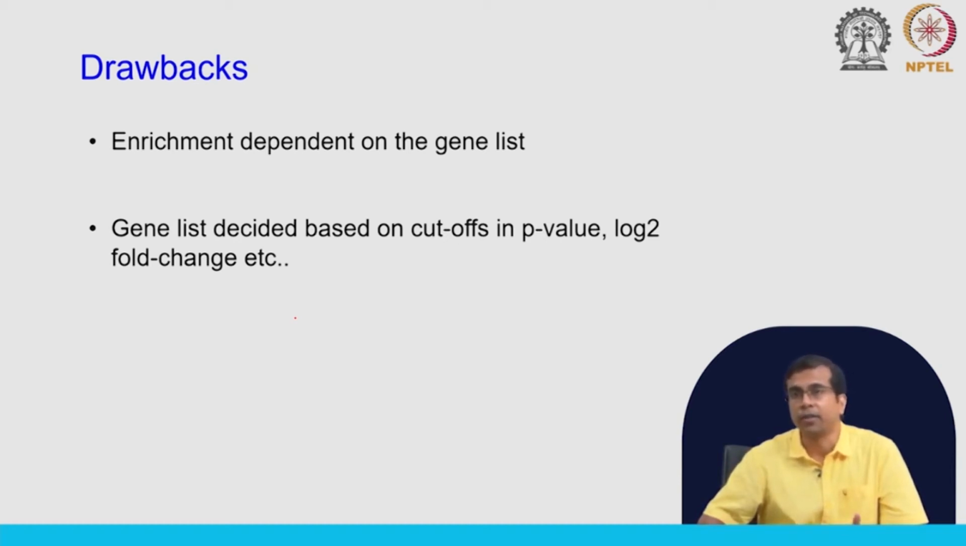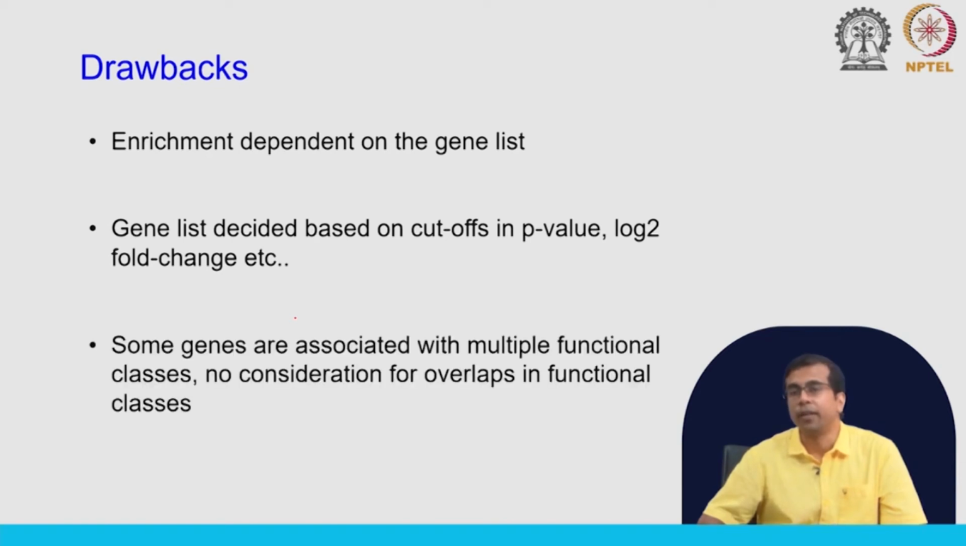So, these are hard cutoffs that are decided by us most of the time. So, in that case this gene list is somewhat arbitrary. So, this can change depending on the person who is deciding on the p value cutoffs or log to fold change cutoffs. So, what it means is the results will be variable.